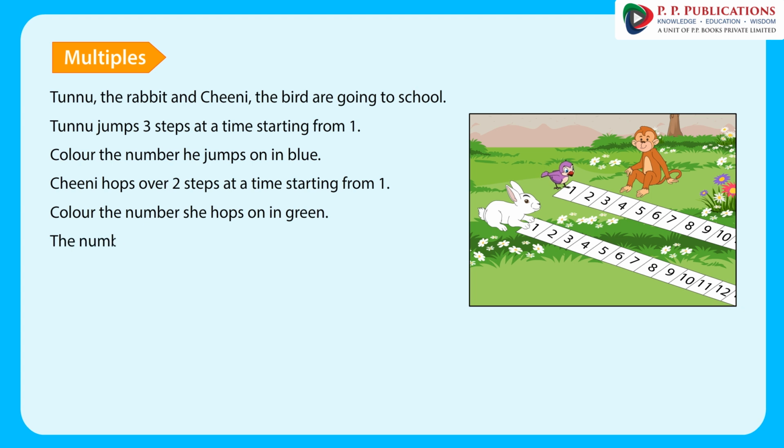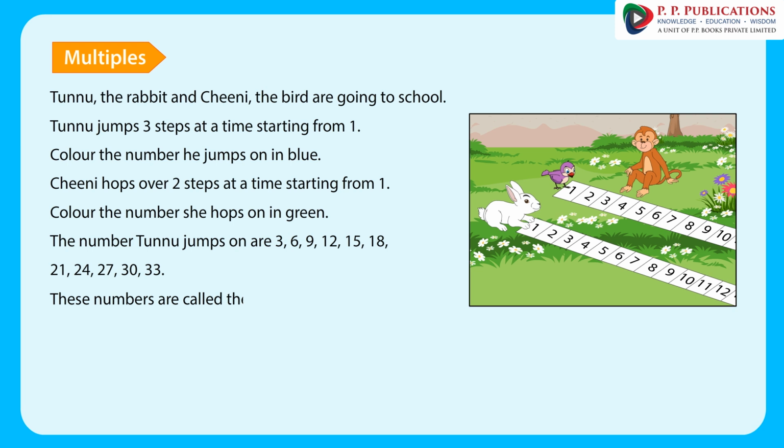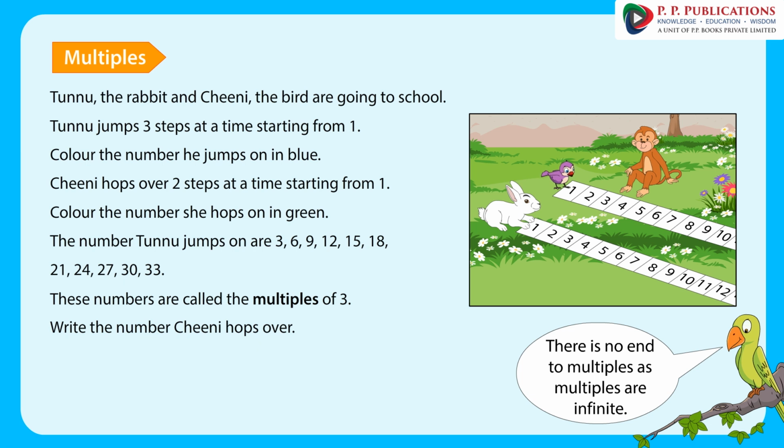The numbers Tunu jumps on are 3, 6, 9, 12, 15, 18, 21, 24, 27, 30, 33. These numbers are called multiples of 3. Write the numbers Chini hops over. There is no end to multiples, as multiples are infinite. These numbers are called multiples of 2: 2, 4, 6.